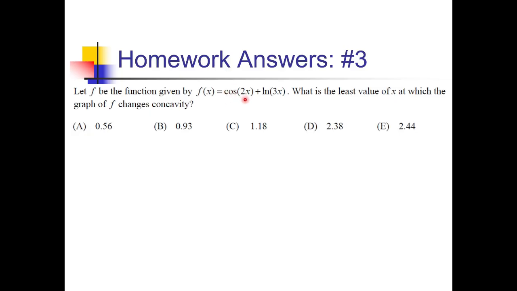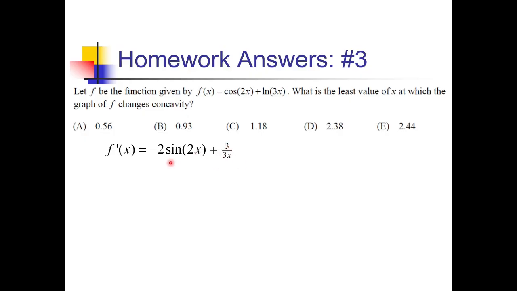But then we have to multiply by the derivative of 2x, which is 2. So that's going to be negative 2 sine of 2x for that first term. Next up, for ln, the derivative of ln of something is 1 over the something. So that's 1 over 3x times the derivative of 3x, which is 3. So when the dust settles, that's going to be 3 over 3x.